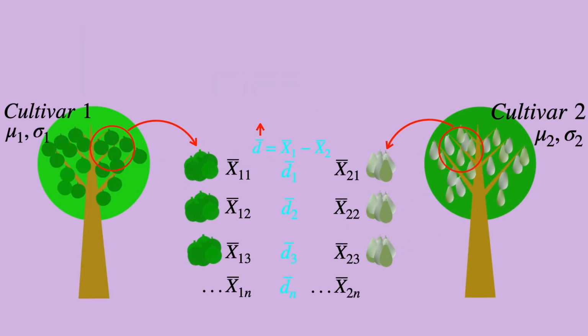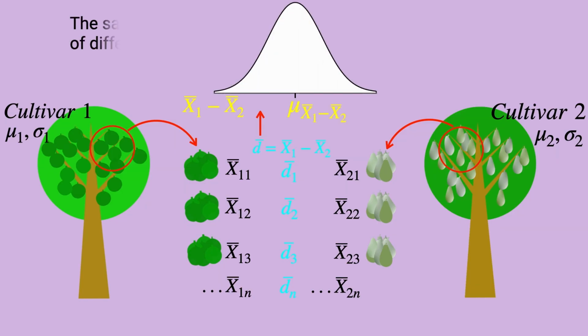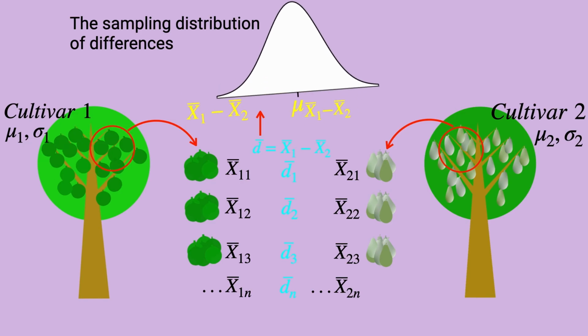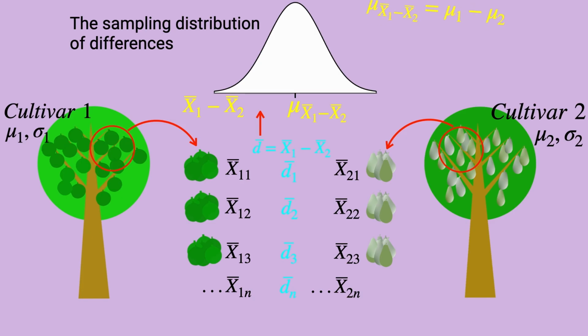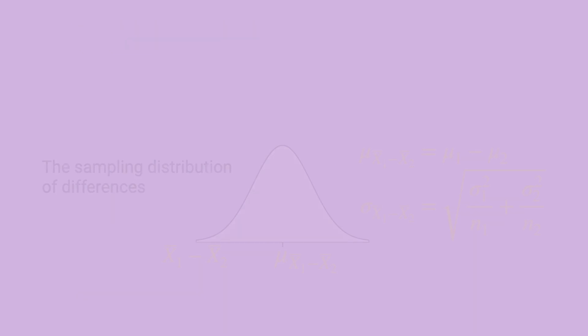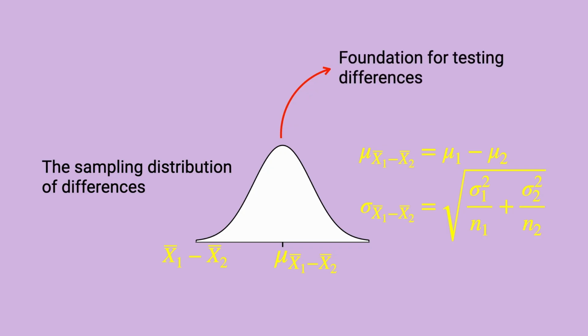The central limit theorem is also true for the sampling distribution of the difference between means. It means that the sampling distribution of the difference between means is normally distributed, and its mean equals the difference between the means of two populations. The standard deviation of the distribution can also be calculated based on the standard deviation of the populations and the sample sizes. Therefore, the sampling distribution of the difference is the foundation to estimate the difference between population means, or to test if two population means are different.